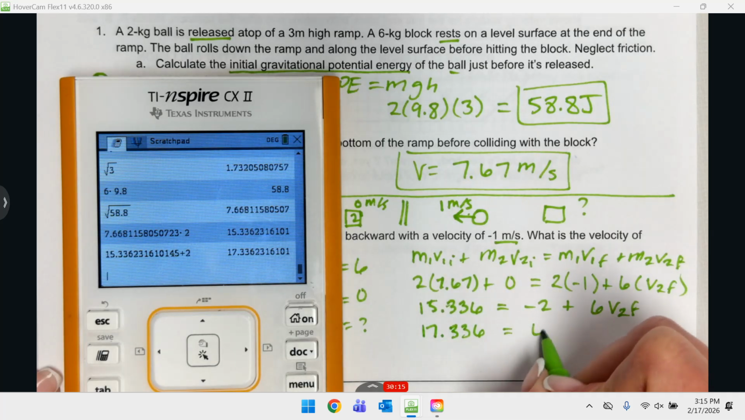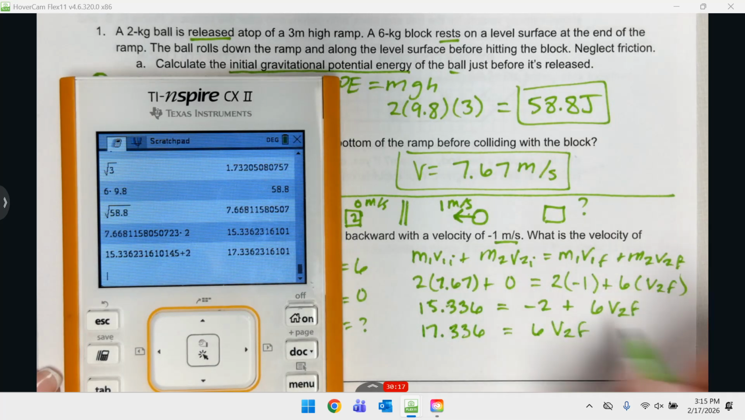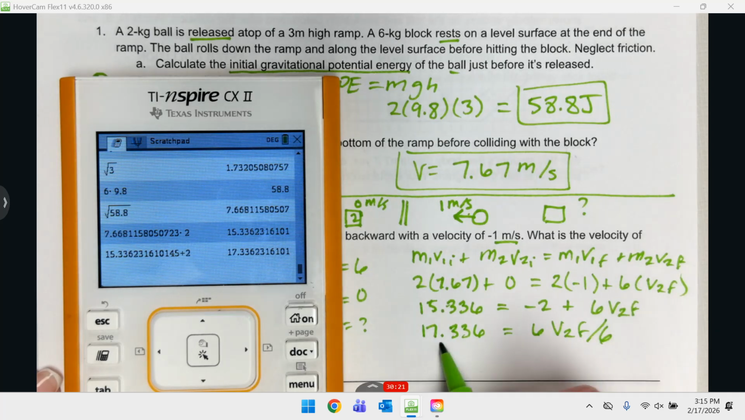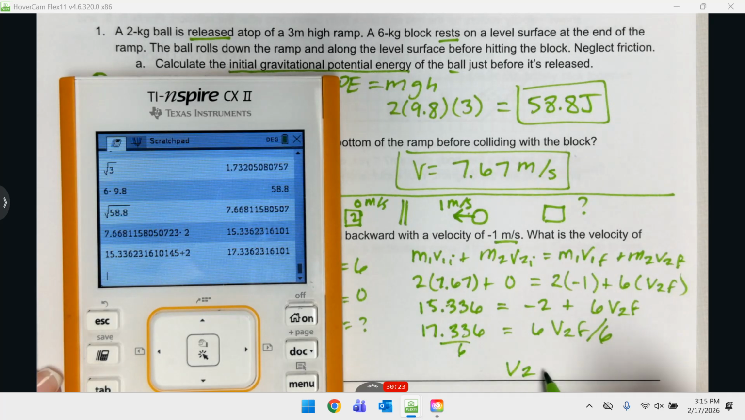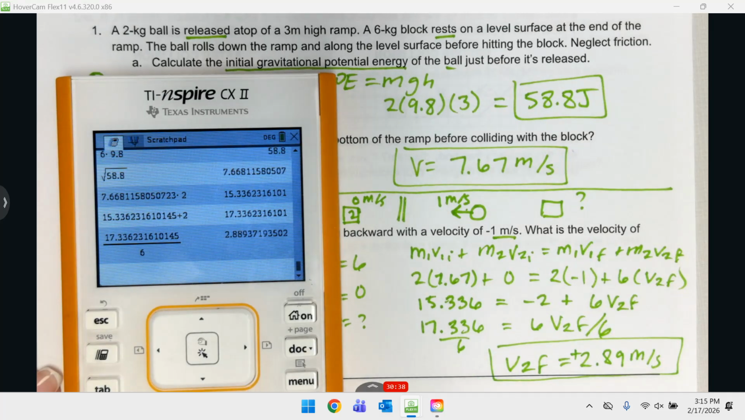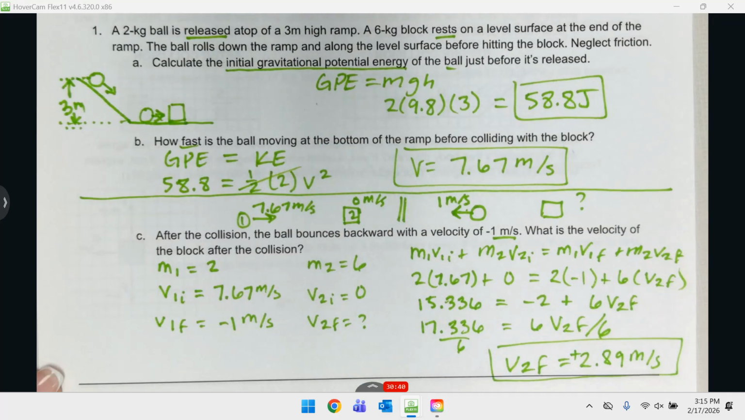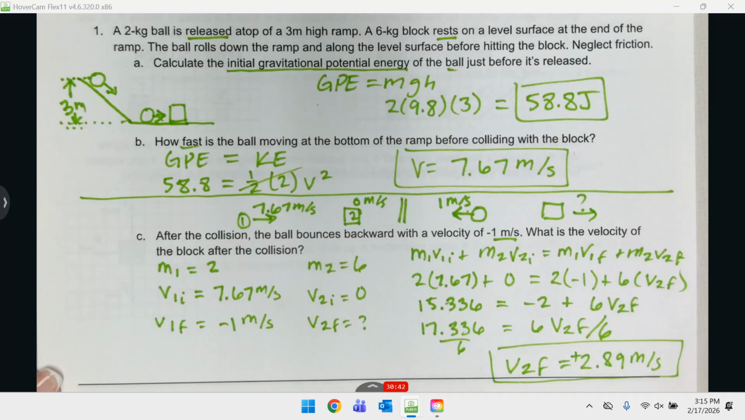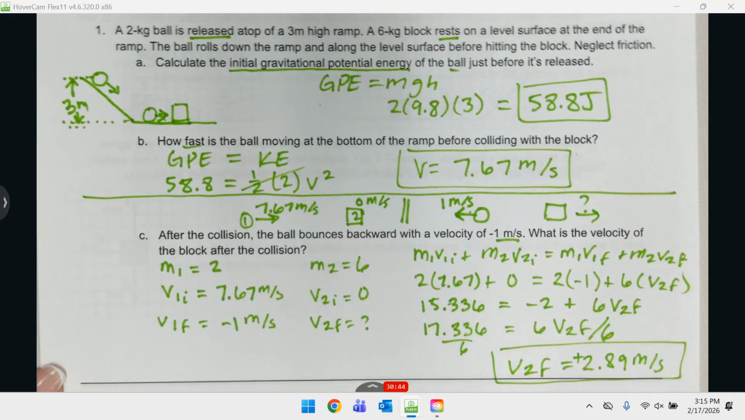17.336 equals 6 times V2F. Again, to solve for that velocity, we're going to divide both sides by 6. And then we'll get V2F equals 2.89 meters per second. And it's going to be a positive number. Again, I don't have a negative sign in front of it, so it's a positive value, which makes sense. It does need to go this way in order for momentum to be conserved.